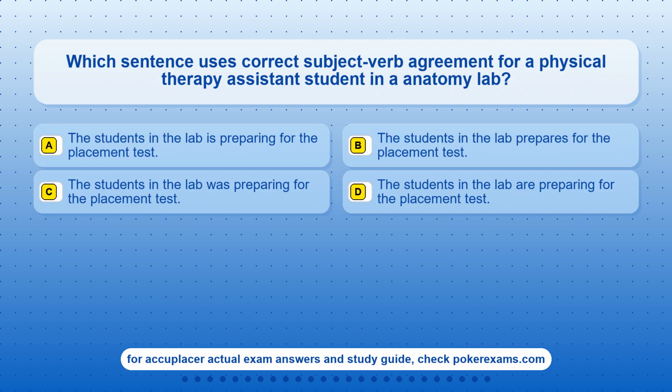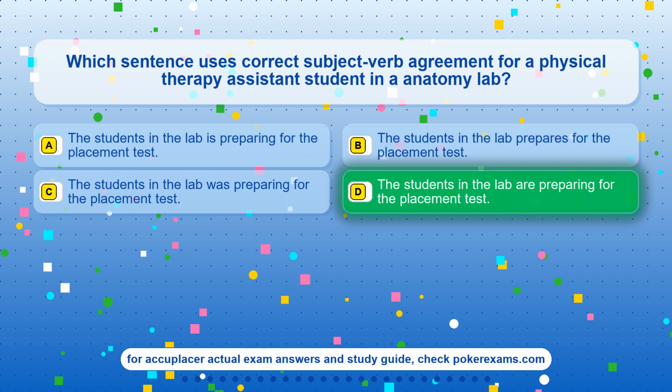Question 8. Which sentence uses correct subject-verb agreement for a physical therapy assistant student in an anatomy lab? Option A. The students in the lab is preparing for the placement test. Option B. The students in the lab prepares for the placement test. Option C. The students in the lab was preparing for the placement test. Option D. The students in the lab are preparing for the placement test.